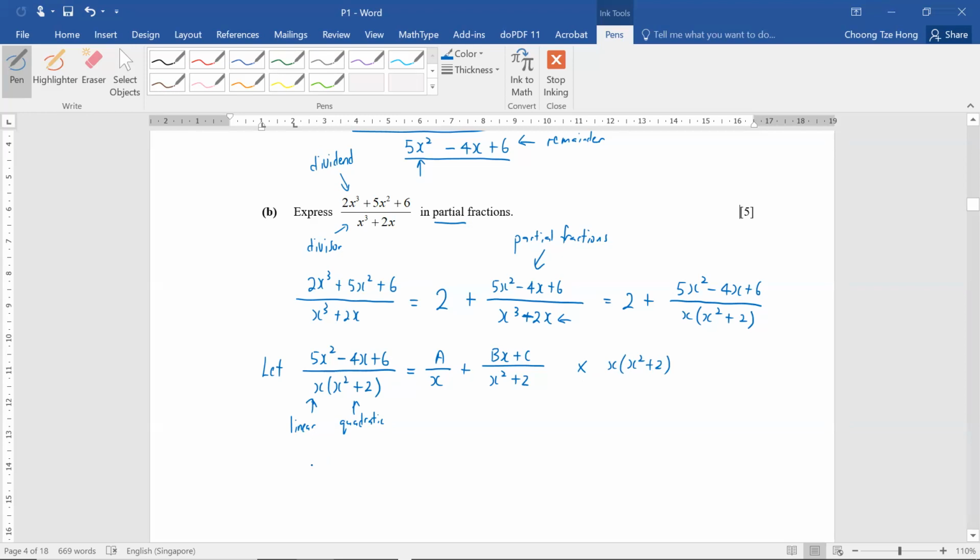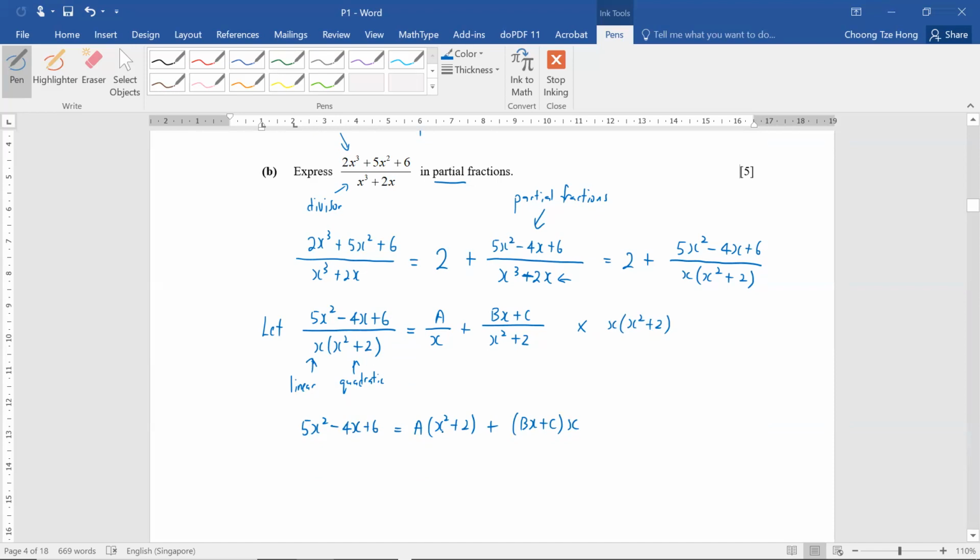On the left side, you will just be left with the numerator. On the right side, we'll be left with this. Now we want to find A, B, and C. To find A, we can substitute the x with a certain value, and the value we can substitute will be x equals 0, because when x is 0, the B and C will be gone from the equation, and then we can find A straight away.